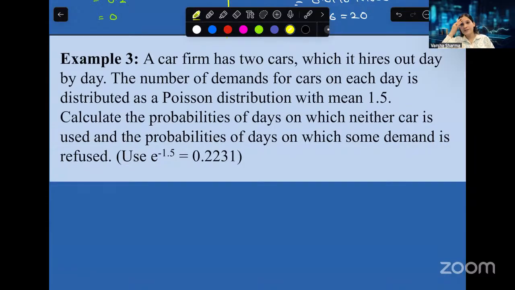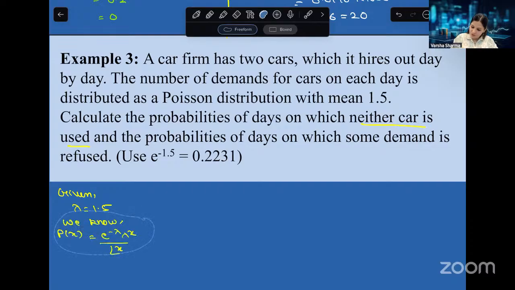Third, it's a very common question. A car firm has two cars, which it hires out day by day. So the total number of cars that can be rented is two. The number of demands for cars on each day is distributed as a Poisson distribution with mean 1.5. Mean is what? Lambda. Given lambda 1.5, calculate the probability of days on which neither car is used. Neither car is used, that is P of 0, right?